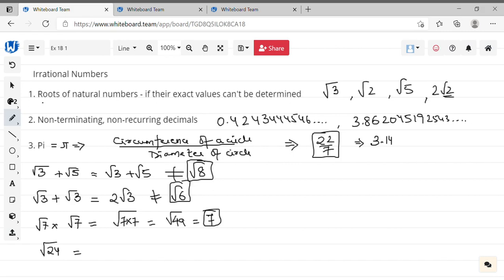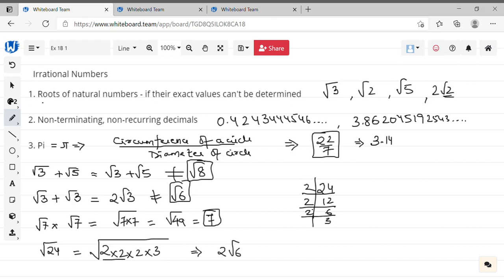And root 24, if you remember your factorization, then 24 can be written as 2, 12, 2, 6, 2, 3. So this can be written as 2 into 2 into 2 into 3. And out of this, a group of 2, 2 comes out, which means this is 2 times root 6. Right? So we can simplify larger numbers which have some common factors and write them as a simpler irrational number.